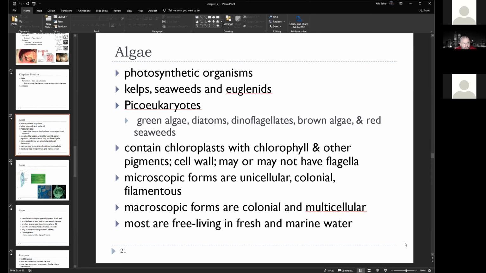So the forms vary a little bit. Some have flagella, some are not motile. Some have cell walls, not all of them do. And so they're kind of curious to look at. They're awesome to study. They're beautiful to look at microscopically.